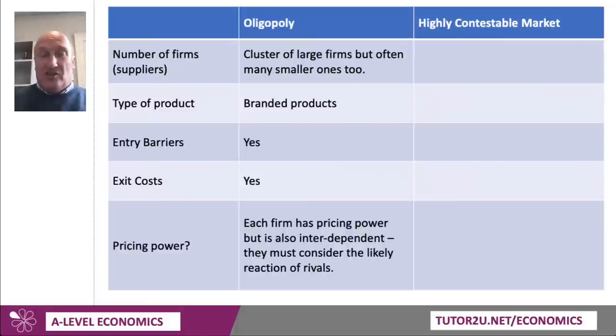We just did a revision session on oligopoly. A lot of students make the mistake, they say oligopoly is only a few firms. No, that's not the case. The market is dominated by some large scale firms, typically producing heavily branded products, non-price competition. Yes, there are entry barriers. Yes, there are exit costs. And each firm, of course, has some pricing power, but it's also interdependent. You've got to think about the likely reaction of rivals, and indeed firms may come together in terms of collusion.